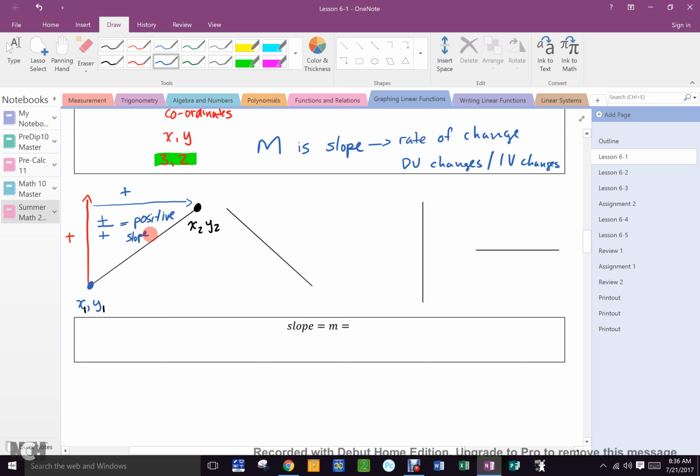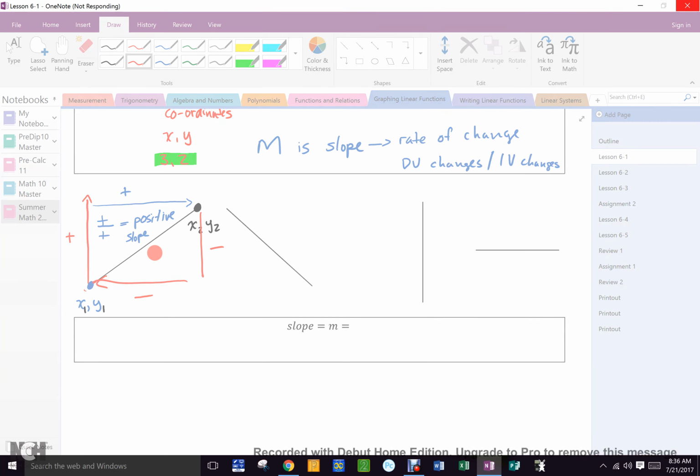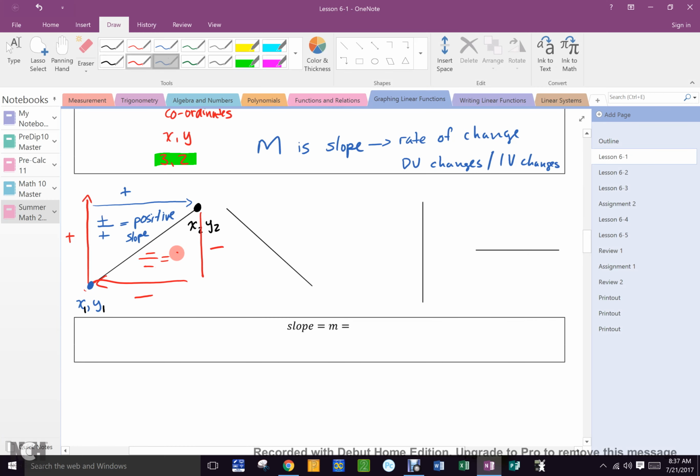Now somebody always says here, Mr. Myers, well, if we go the other way. Okay, let's go the other way. What do I have to do with my y's to get from y2 down to here? Down, which is what? Negative. Then what do I do with my x's to get over here? Go left, which is what? Negative. What is a negative divided by a negative? Negative divided by negative is still a positive slope. Is everybody good?